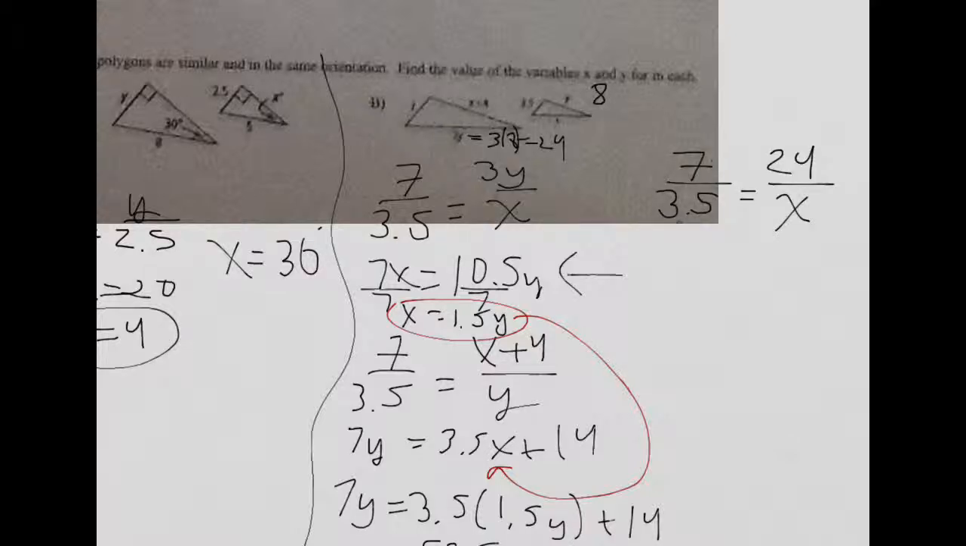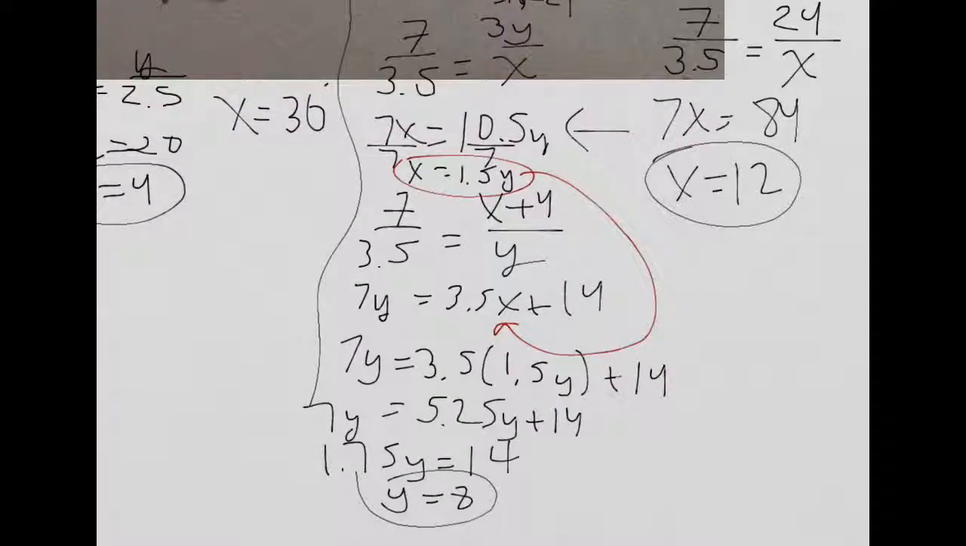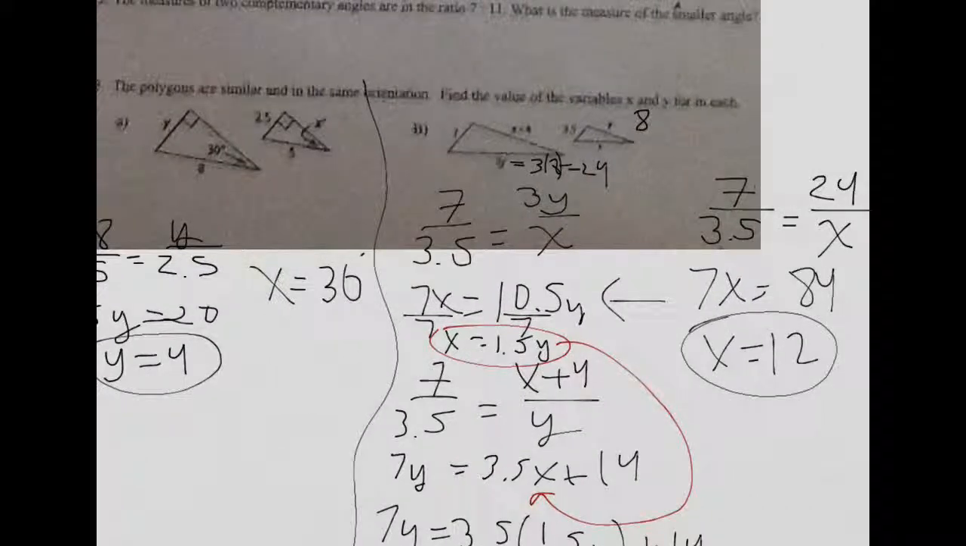And now I could set up that proportion. So 7 over 3.5 equals now 24 over x. Cross multiply. 3.5 times 24 is 84 divided by 7. So I get my x to be 12. My y is 8. That was a difficult one because you had to do a system of equations and substitute one into the other.